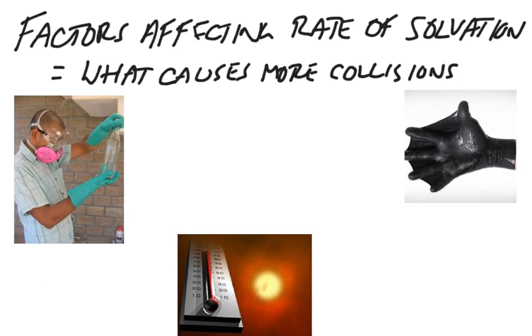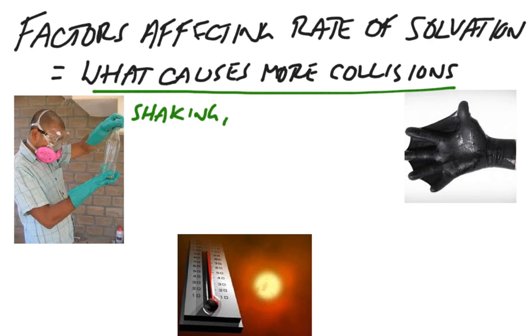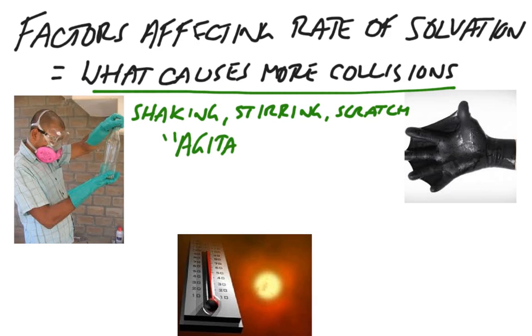There are several reasons that will cause the reaction rate to differ. And those causes really stem from the fact that they change the number of collisions of the molecules. So here we have three pictures, and the first picture here is an example of shaking. Shaking, or stirring, or in some cases scratching, are all different ways that we can agitate a mixture. And agitating a mixture causes it to increase its rate of dissolving.